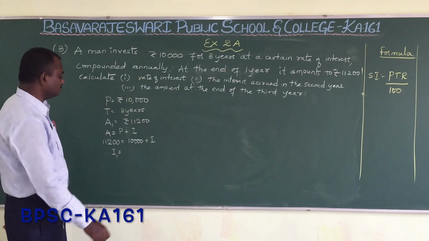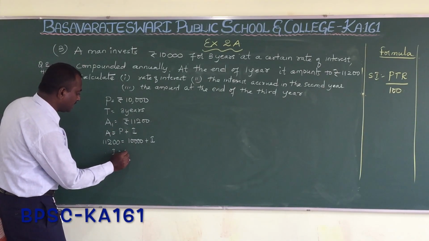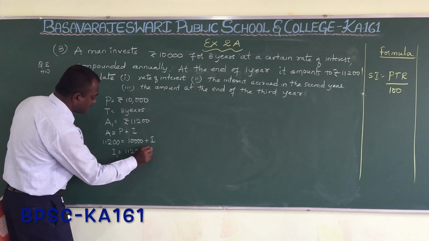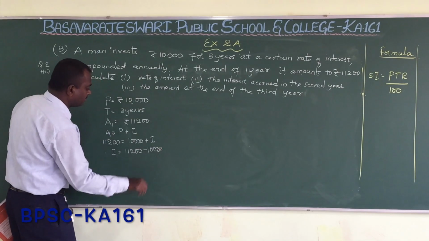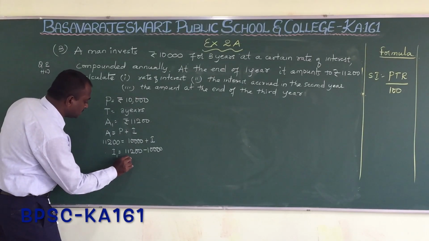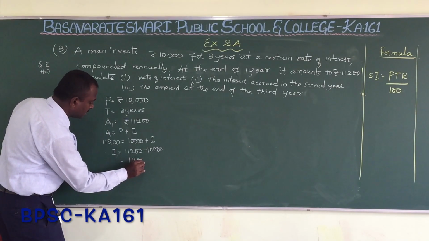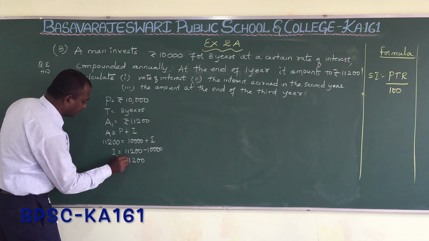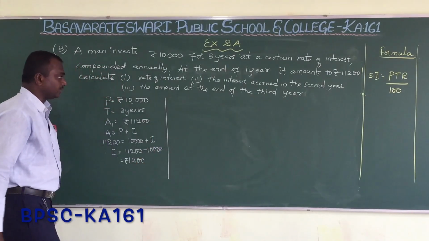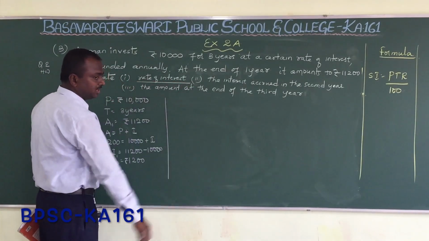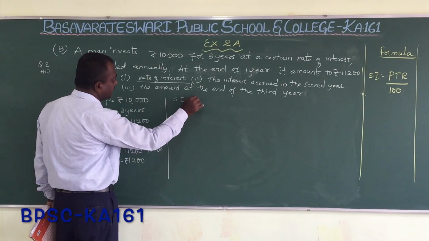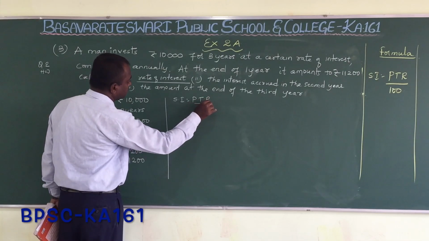I is equal to 11,200 minus 10,000. So how much is it? 11,200 minus 10,000 is 1,200. So 1,200 is the interest we got. Now using the simple interest formula, we have to find out the rate of interest. So what is the simple interest formula? Simple interest is equal to PTR by 100.